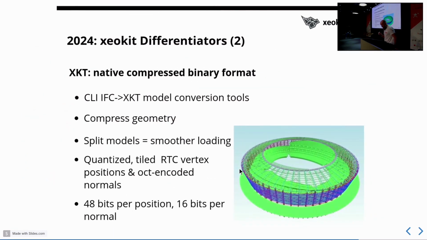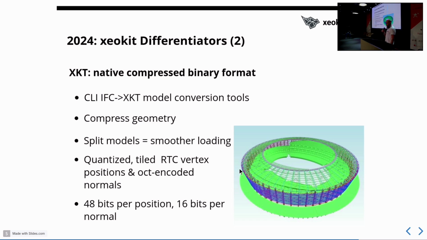Also, we have our own binary native format to which we convert various AEC file formats. It's similar to Autodesk Forge's derivative format conceptually. And it compresses geometries, quantizes and octet-encodes position coordinates and normals. And yeah, we're able to get a pretty small memory footprint.